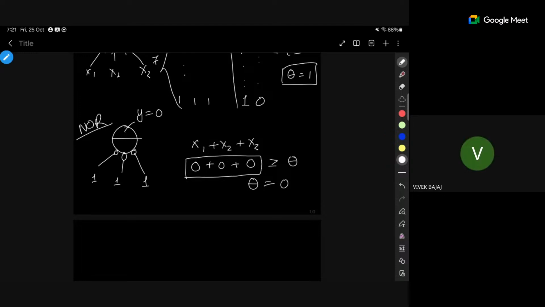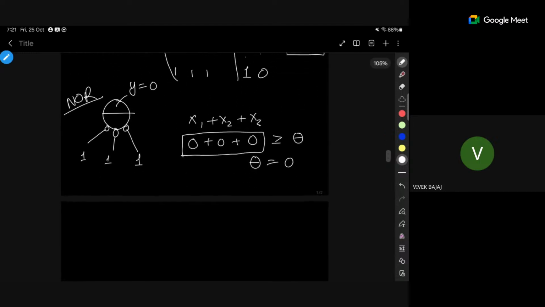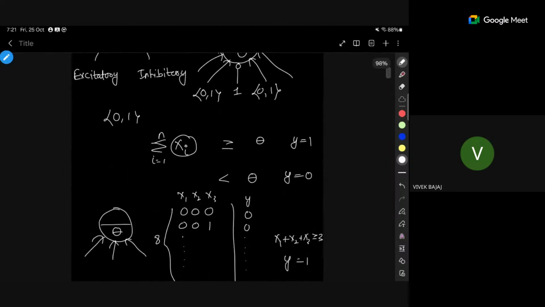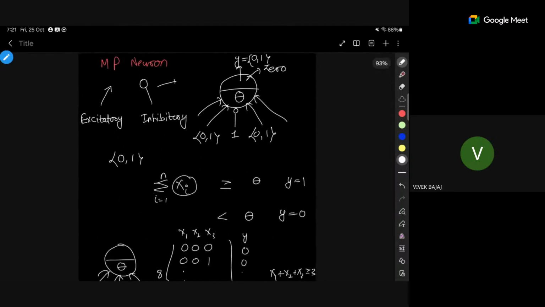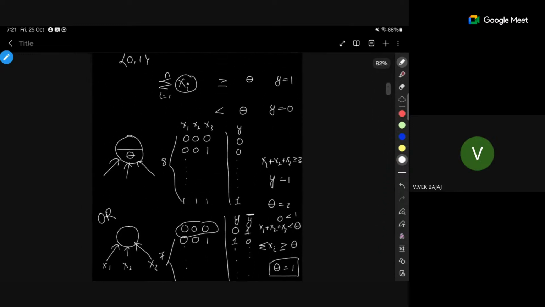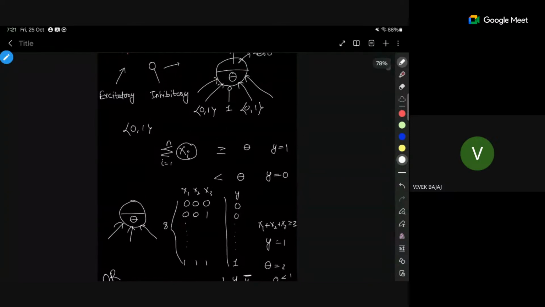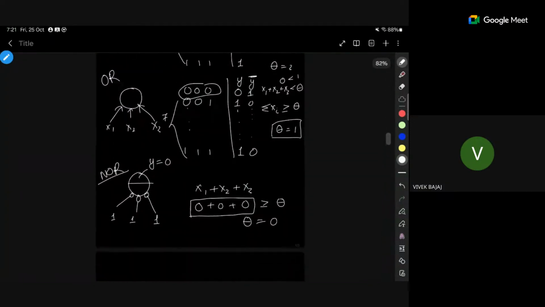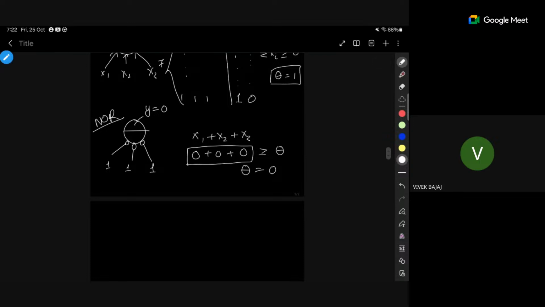So I have one question, sir. That means some Boolean functions have to have an inhibitory input. Correct, for the MP neuron, yes. This is the MP neuron. We will not need this in the Perceptron, which is the next algorithm. But the MP neuron will need this inhibitory input to represent some of the functions, for example the NOR function. The NOT function will also require this inhibitory input.